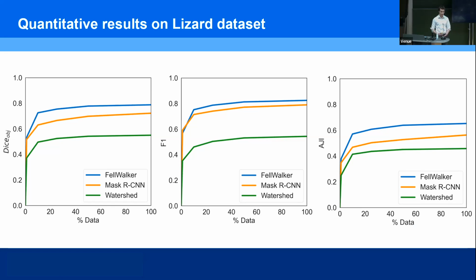So what you can see is obviously the performance improves across all of the algorithms, but the Fell-Walker algorithm does consistently better across all different data sizes.